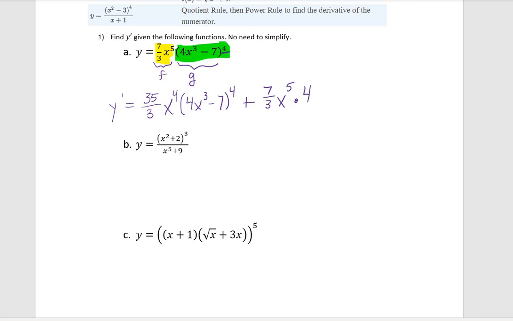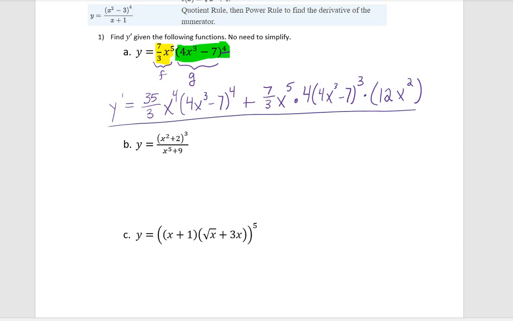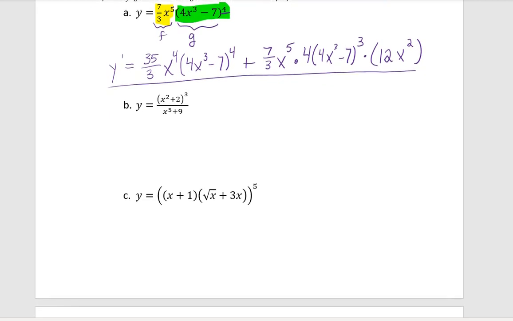So remember, we take the derivative of the outside, so we bring that exponent down in front, leave the inside alone, subtract 1 from the exponent, times the derivative of the inside. So that would be 12x squared. Remember, the derivative of 7 is 0, so we'll be left with that. Great, and then we would typically simplify it, but I'm fine if you leave it like this.